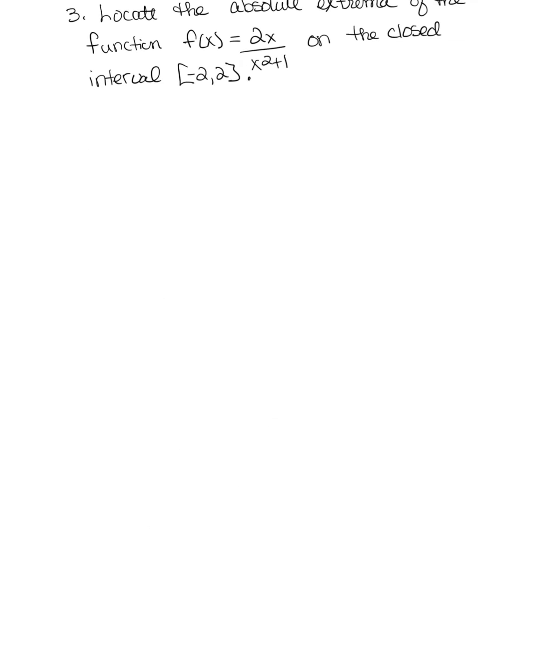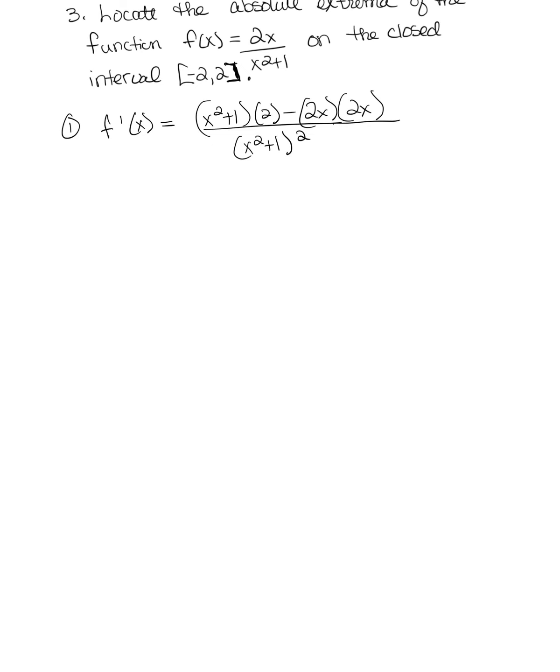Okay, here's another one. It says locate the absolute extrema of the function f of x equals 2x divided by x squared plus 1 on the closed interval -2, 2. Okay, so first thing we're going to do is take the derivative. So f prime of x equals square the bottom as it is, times the derivative of the top, minus the top as it is, times the derivative of the bottom. And then we need to go ahead and put these things together.